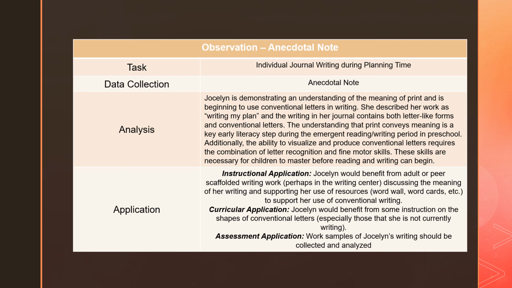The three quick potential applications that I've drafted are instructionally, Jocelyn would benefit from adult or peer scaffolding in her writing work, perhaps in the Writing Center, discussing the meaning of her writing and supporting her use of resources, word wall, word cards, etc., to support her use of conventional writing. A quick potential curricular application, Jocelyn would benefit from instruction on the shapes of conventional letters, especially those that she's not currently writing, and the assessment application is that work samples of Jocelyn's writing should be collected and analyzed.